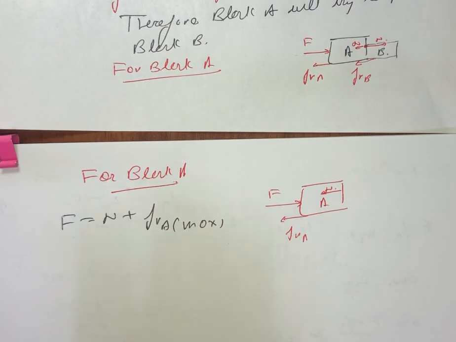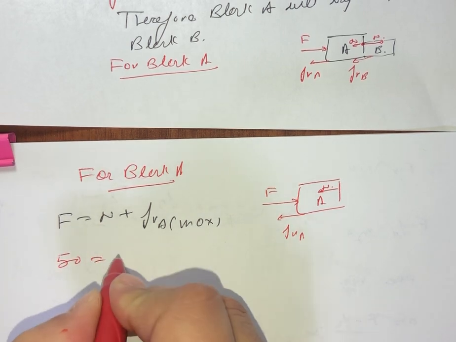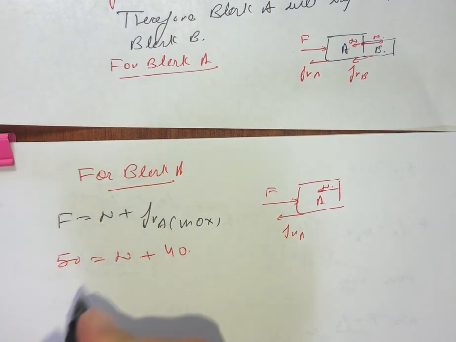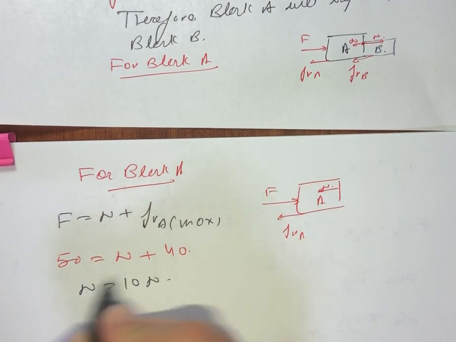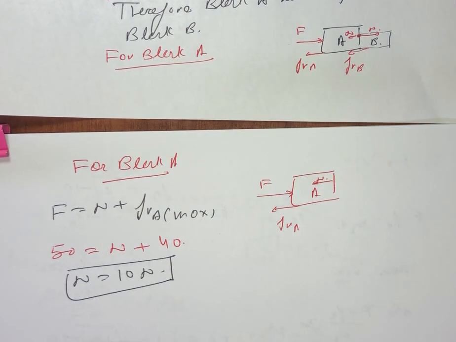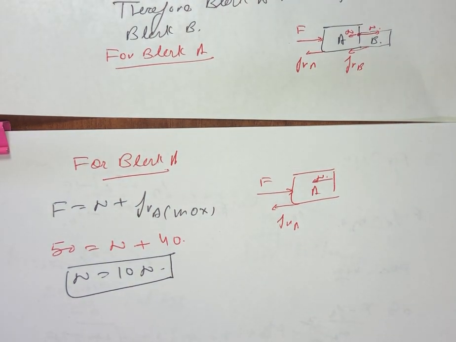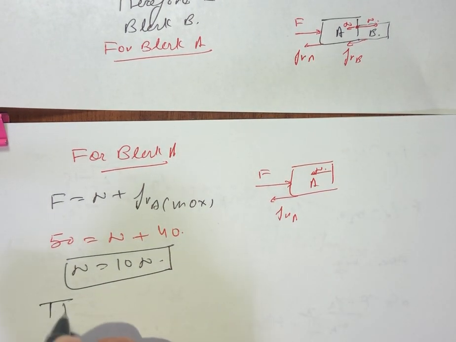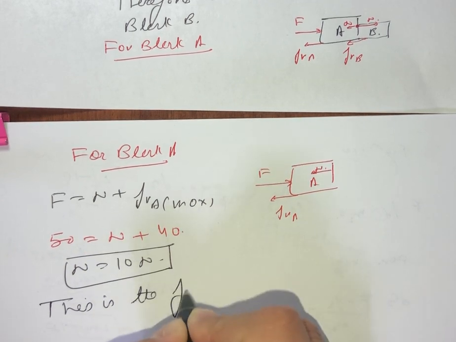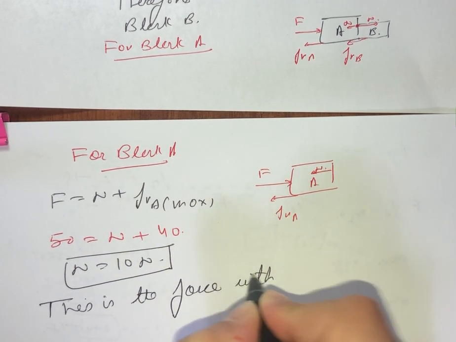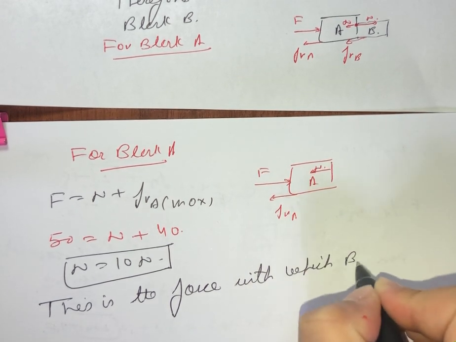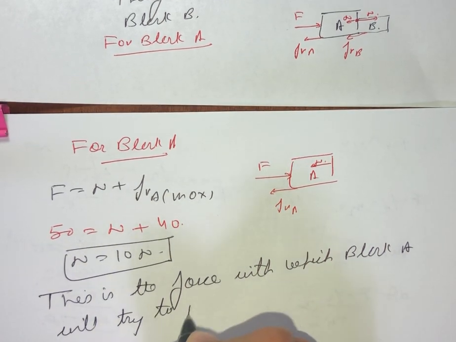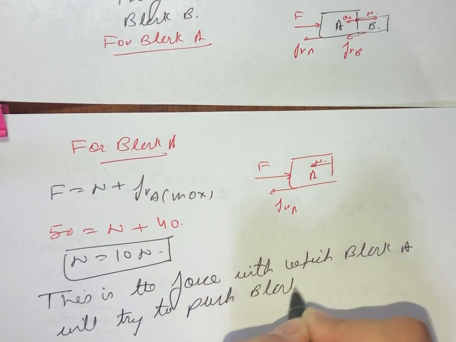So from here we can find out applied force is 50 Newton, and maximum value is 40. So we get normal N is equal to 10 Newton. So with this force block A will try to push block B. This is the force with which block A will try to push block B.